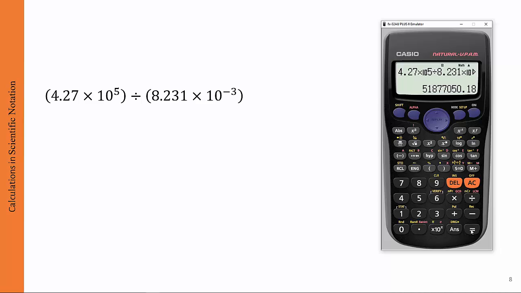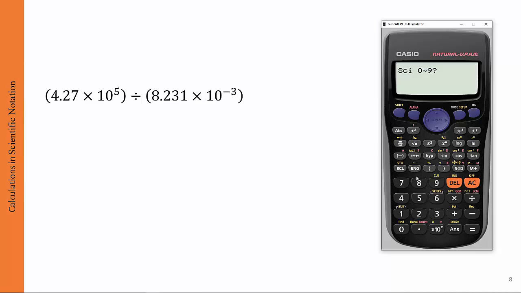Our answer is written as an ordinary number. The calculator can change that to scientific notation by changing the setup. So we need to press Shift and then Setup. Choose scientific notation, so that's 7, and then tell it how many decimal places.